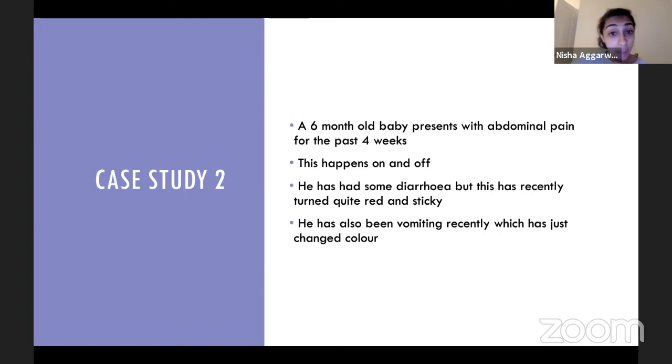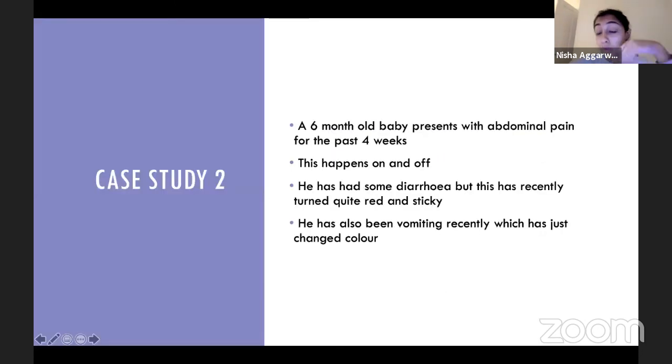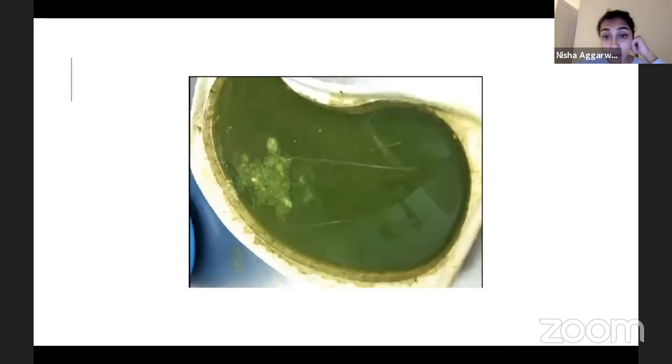So this is not an actual case that I've seen, but I think it just displayed some red flags quite nicely. So on examination, you feel an abdominal mass on the right side of baby's tummy. They also have abdominal distension and guarding, so they're really reluctant for you to touch their tummy. So hopefully running through your brain is thinking that they're peritonitic. I would be a bit worried if I felt a tummy that was guarding and distended, and the fact that the stool is red and sticky and the vomit has changed colour. They're my red flags for a 6-month-old.